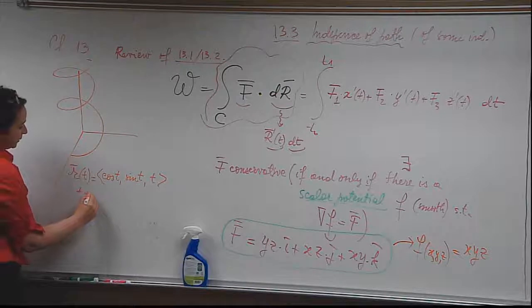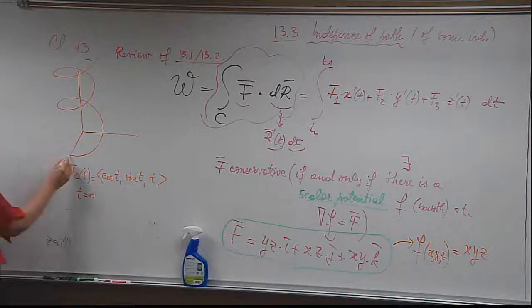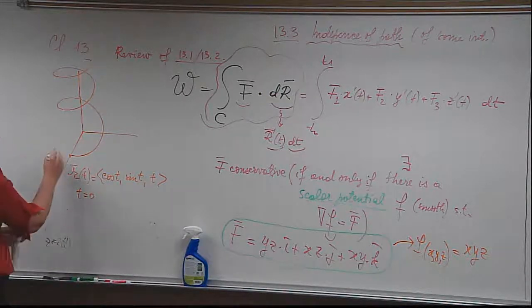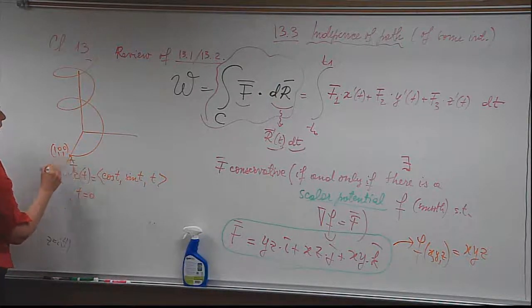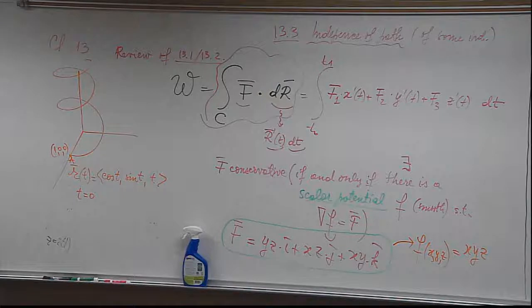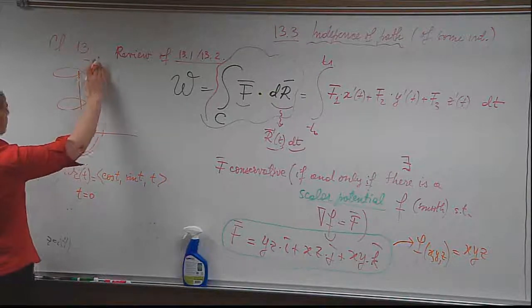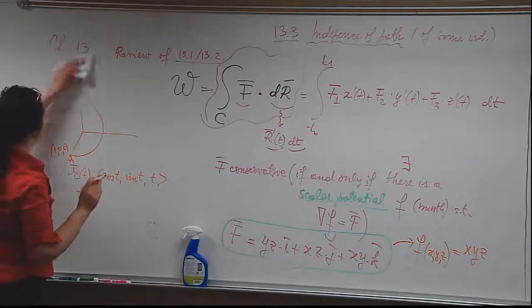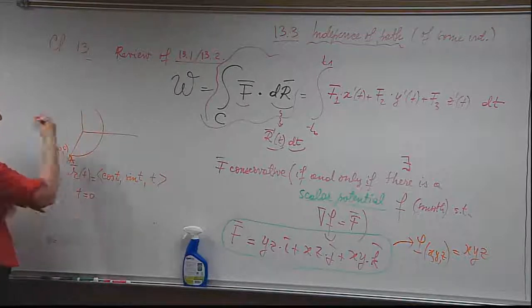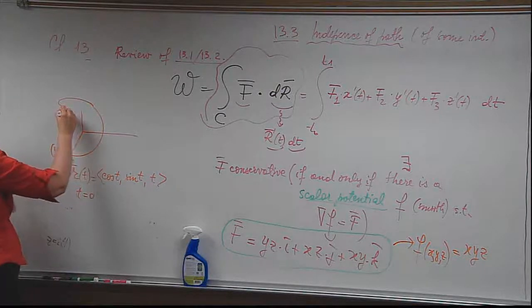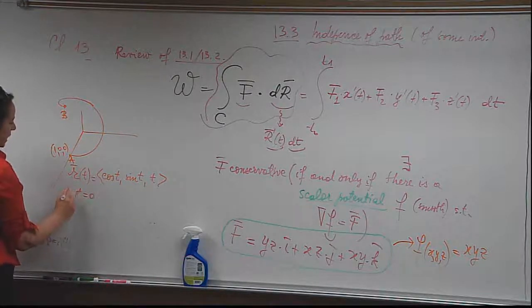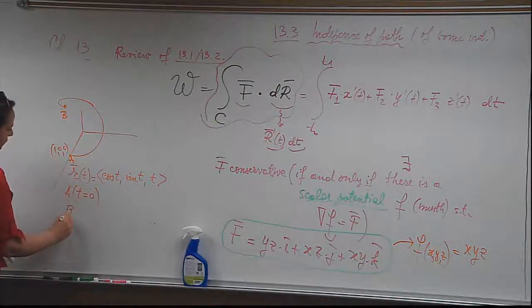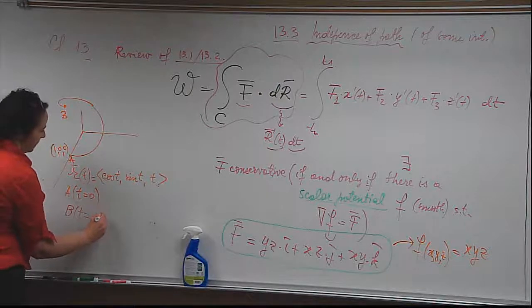where you have t at 0 to start with. What do I have at 0? The point 1, 0, 0. That's the point. Let's call it A. And let's call this B. I'll just do a complete rotation just to make my life easier. And this is B. And that will be A at t equals 0 and B at t equals 2 pi.